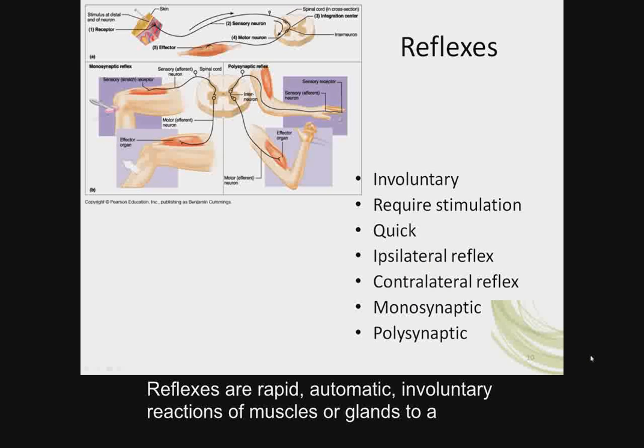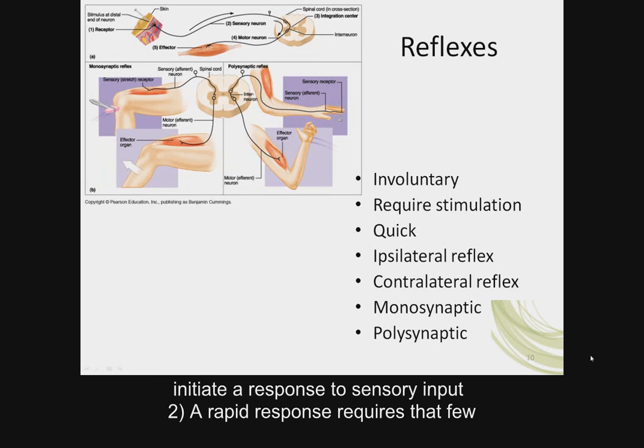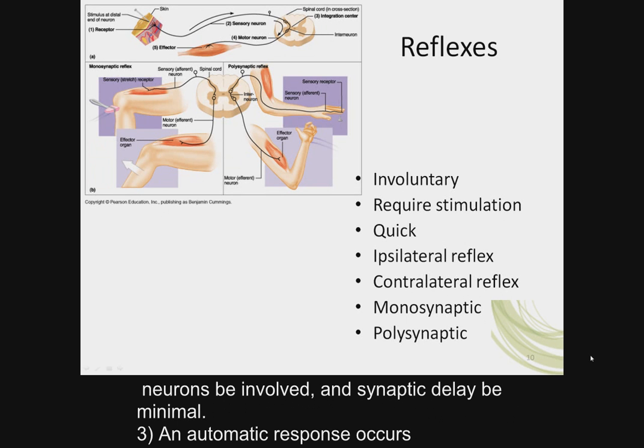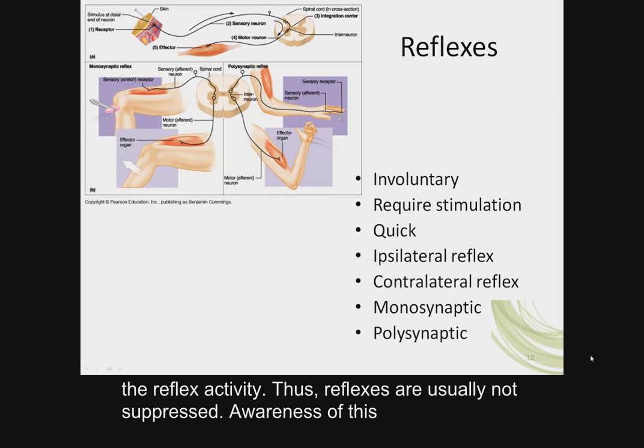Reflexes are rapid, automatic, involuntary reactions of muscles or glands to a stimulus. All reflexes have similar properties. 1. A stimulus is required to initiate a response to sensory input. 2. A rapid response requires that few neurons be involved and synaptic delay be minimal. 3. An automatic response occurs the same way every time. 4. An involuntary response requires no intent or pre-awareness of the reflex activity.